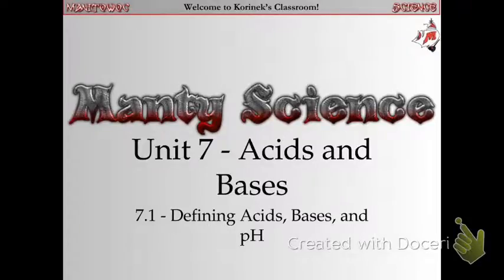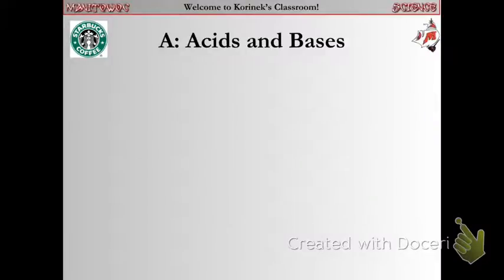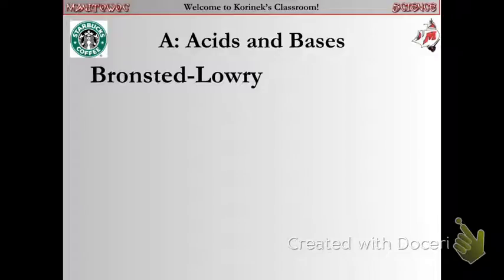All right, so this is going to be 7.1, defining acids, bases, and pH. So let's go to acids, bases, and the definition that we're going to stick with is the Bronsted-Lowry definition that we talked about in the POGIL activity. The Arrhenius definition is good, but the Bronsted-Lowry is just a little bit easier to handle, and it's a little bit more all-encompassing.